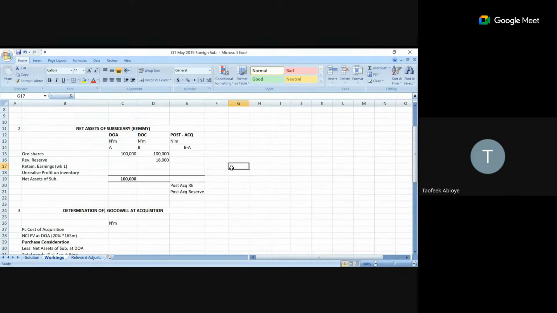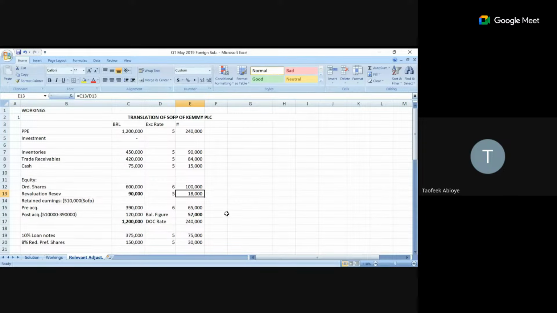Now, retained earnings. So let's move to retained earnings. The revaluation reserve of the subsidiary company as at DOA is 0. We know that it is 0 because if you look at the additional information one, they did not give us a revaluation reserve of the subsidiary company. Now, retained earnings of subsidiary company.